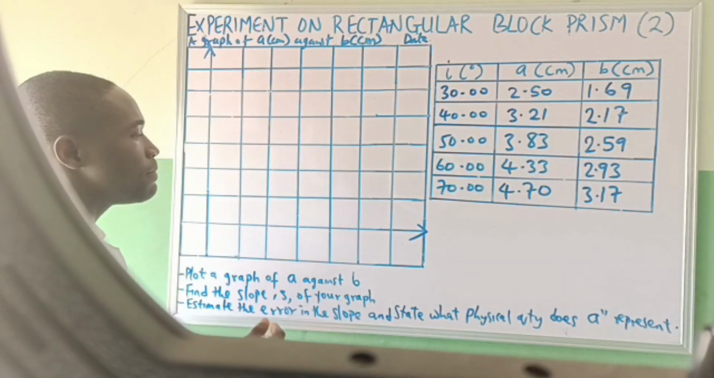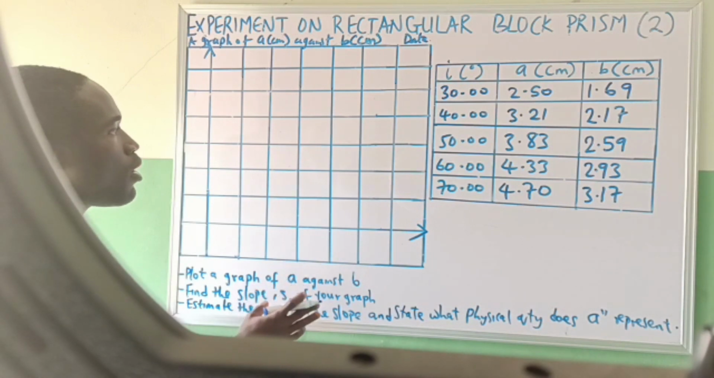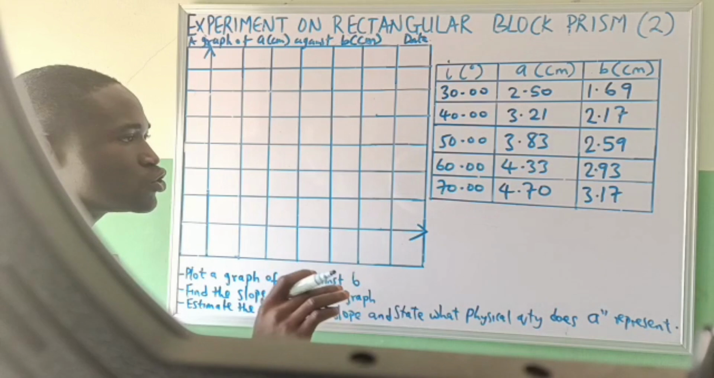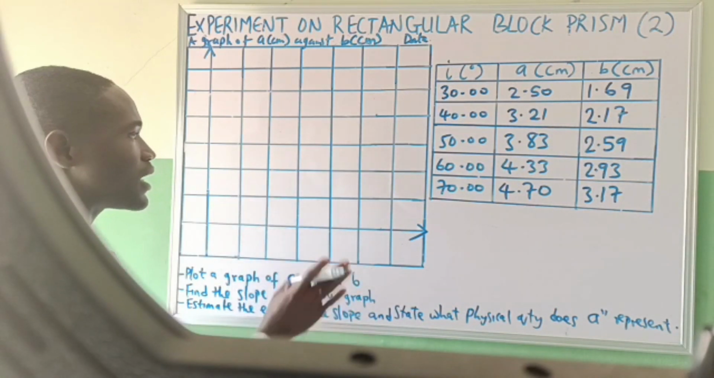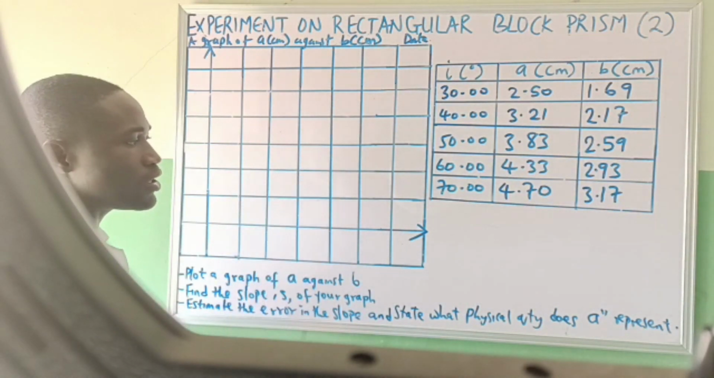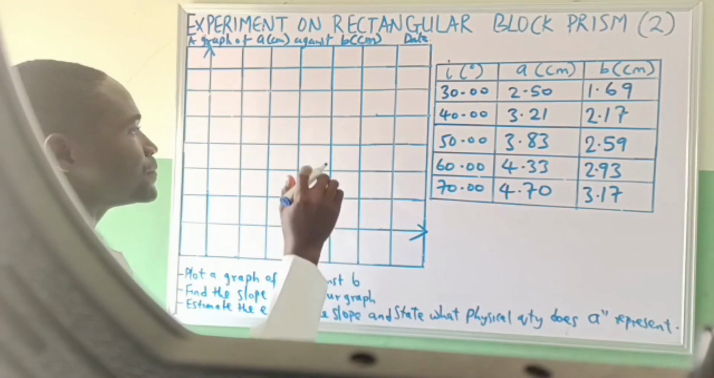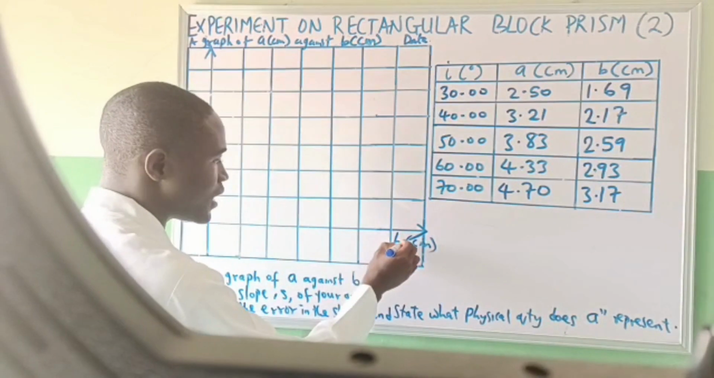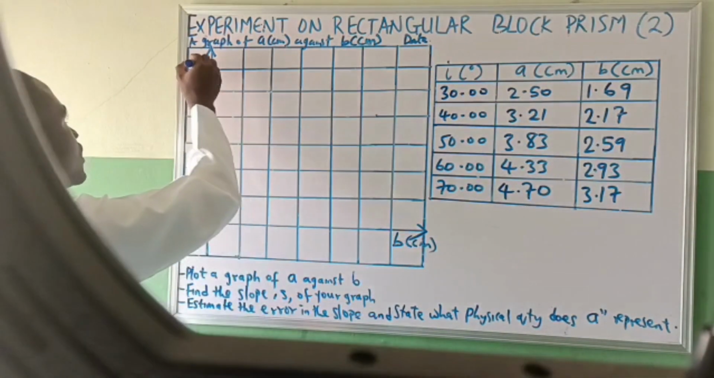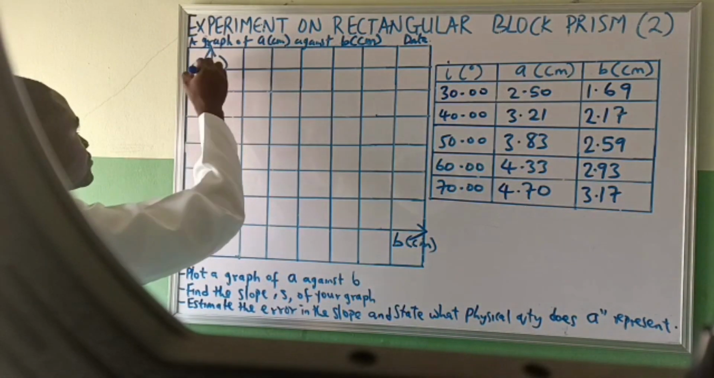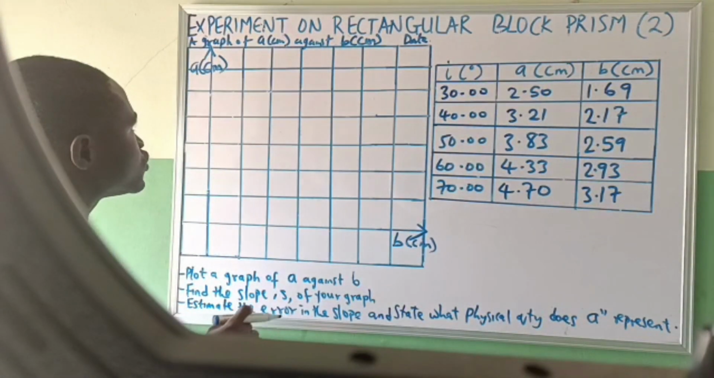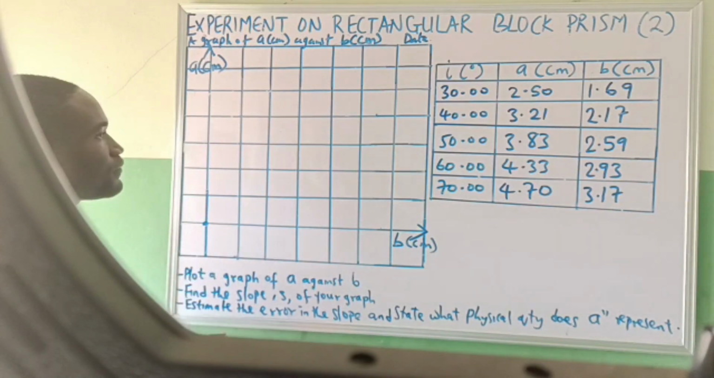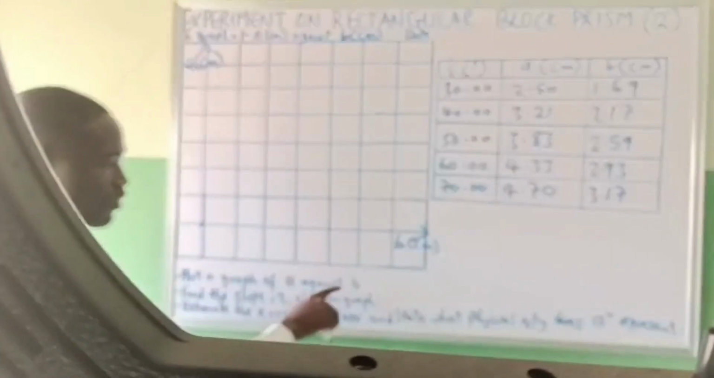If you want to learn more about graph plotting, touch Daniel how to choose appropriate scale in graph plotting. You will see my video on that and learn more about it. Now here is B in cm. Once you write the quantity, you put the unit. A in cm. The next thing you have to do is ask yourself, do they specify from the origin?